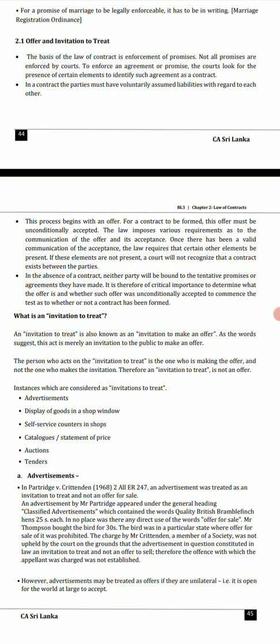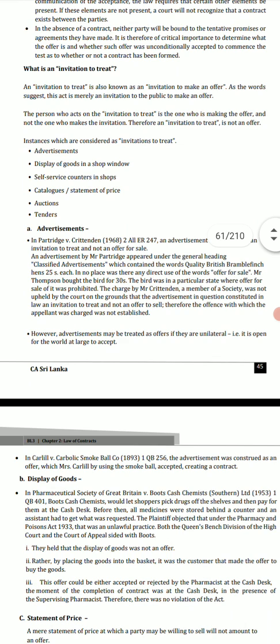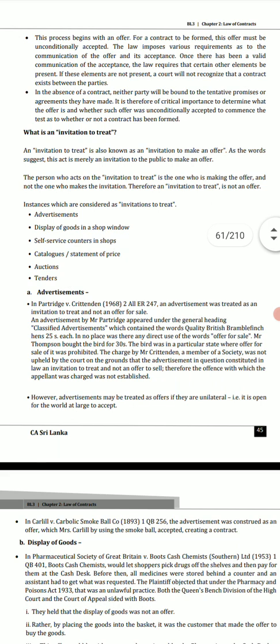For example, if you go to a car sale and there's a car marked for sale, you go and ask them. It says 2 million, and you say, please, that's my offer, so make your offer. That's how an invitation to treat works. There are a few examples: advertisements, display of goods, counters in shops, catalogs, auctions, and tenders.